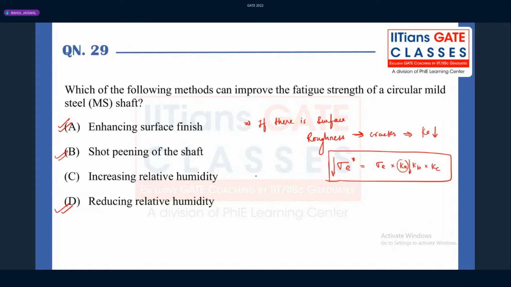So what we are trying to say is that with shot peening, with the help of a steel ball, we will introduce compressive stresses, and those compressive stresses will decrease the tensile stress, right? So A, B, D, all these options are correct.